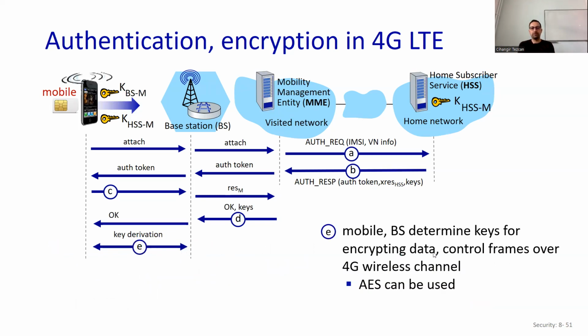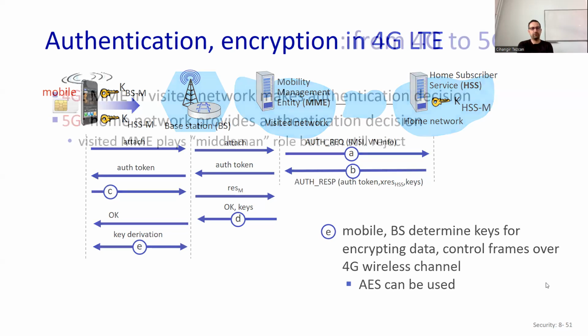Yes, key derivation happens here. So mobile and BS determine keys for encrypting data and control frames over the 4G wireless channel. AES can be used. Recall that in 2G, we said that there was an algorithm called A5/1, a stream cipher, which is badly broken. Then in 3G, there is the Kasumi block cipher, referred to as A5/3. But with 4G and 5G, more algorithms are allowed, like AES. And I think there are stream ciphers like Snow, but you have to check the 5G standards.